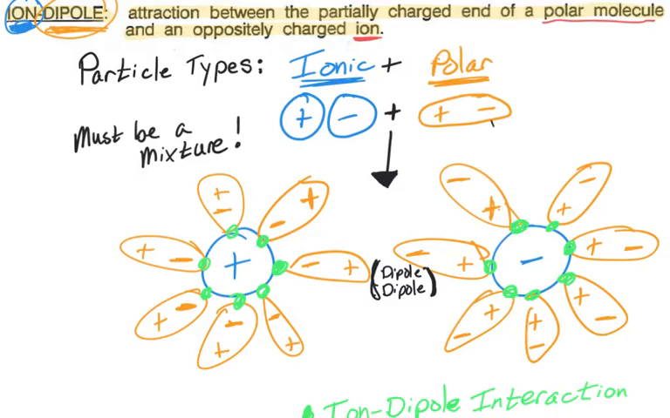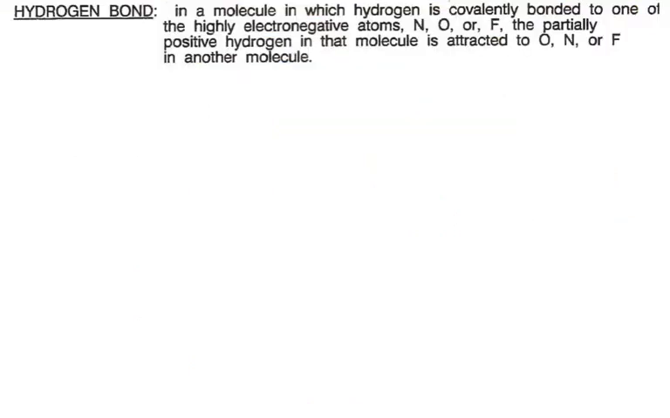So while the other ones are available, they won't be between the ionic compound and the polar compound. The only interparticle interaction or force that an ionic compound will have is an ion-dipole interaction. The next strongest interparticle force that's present is the hydrogen bond.